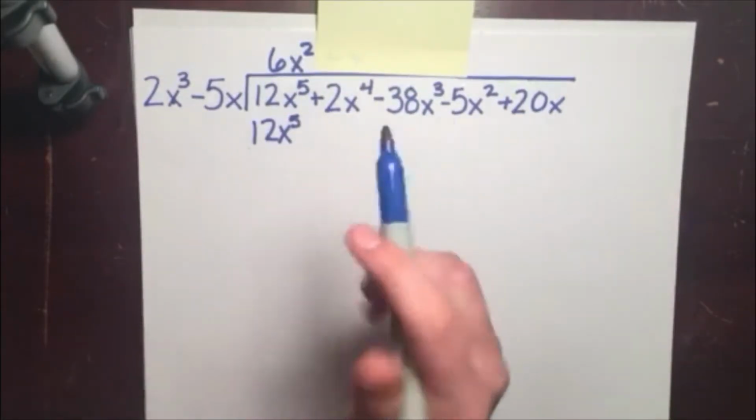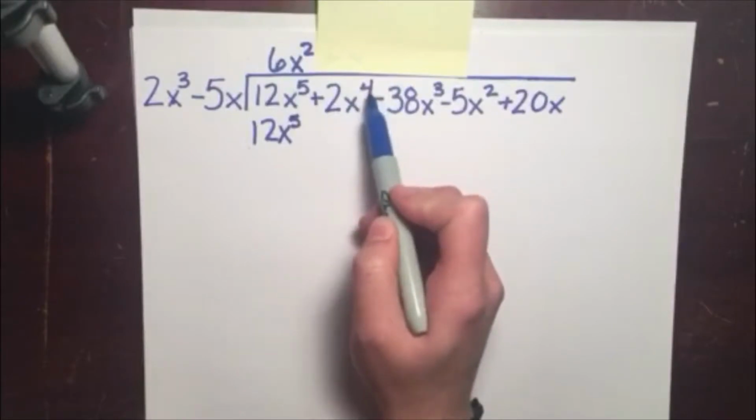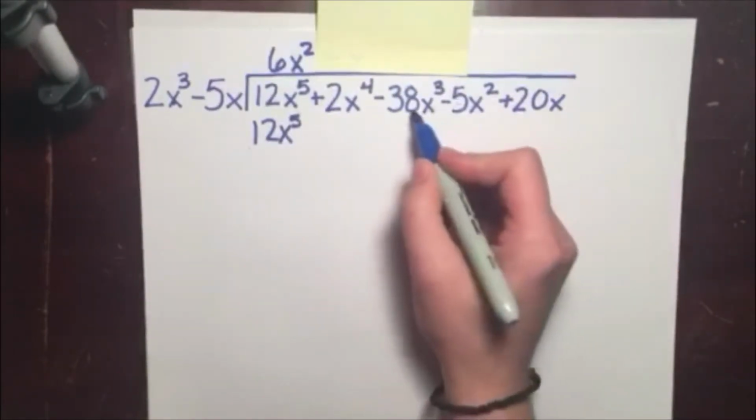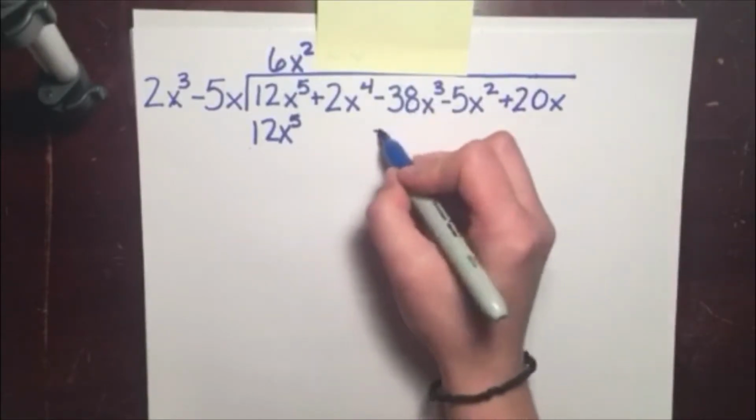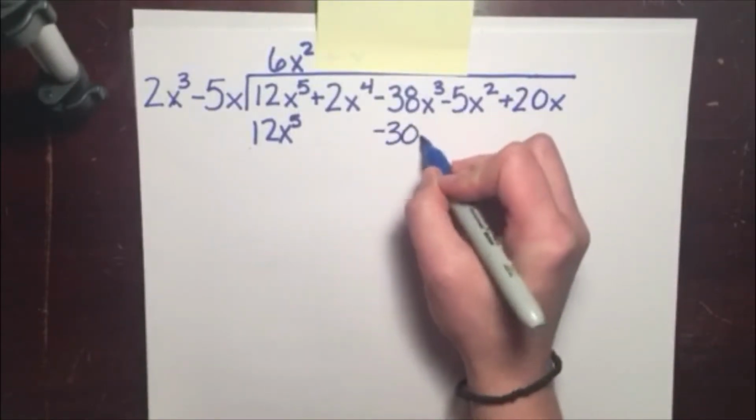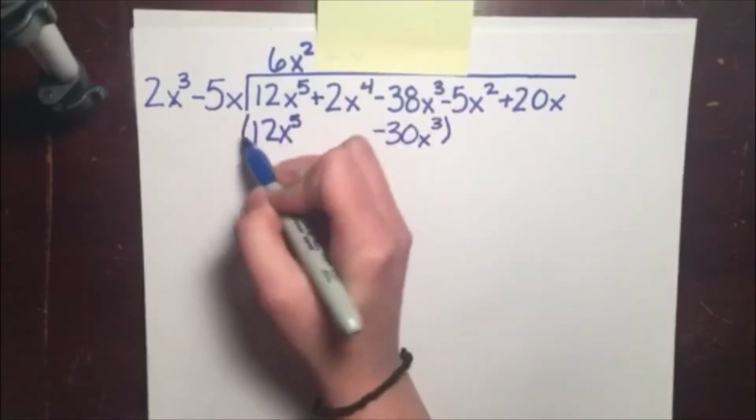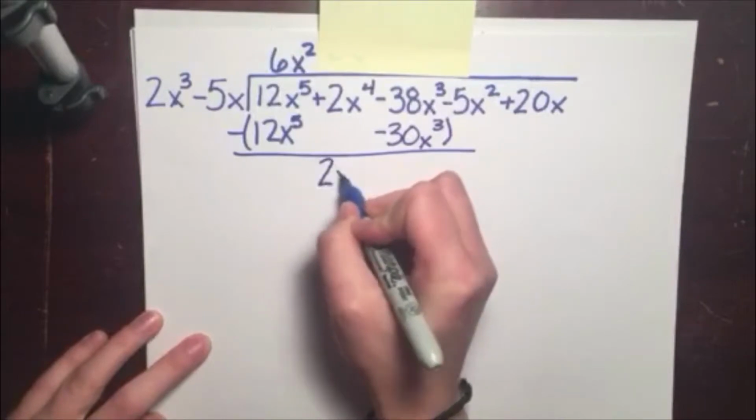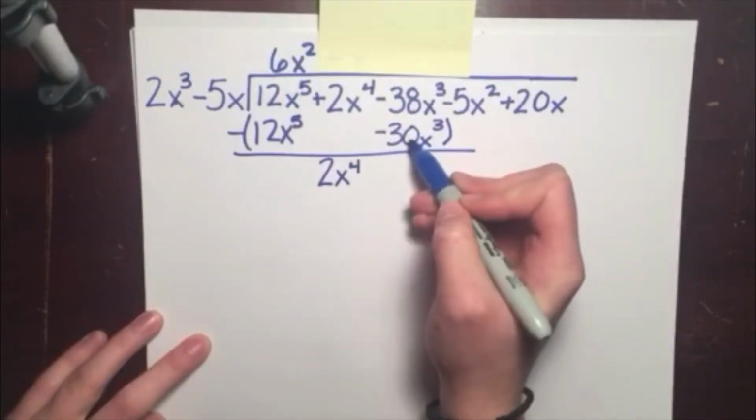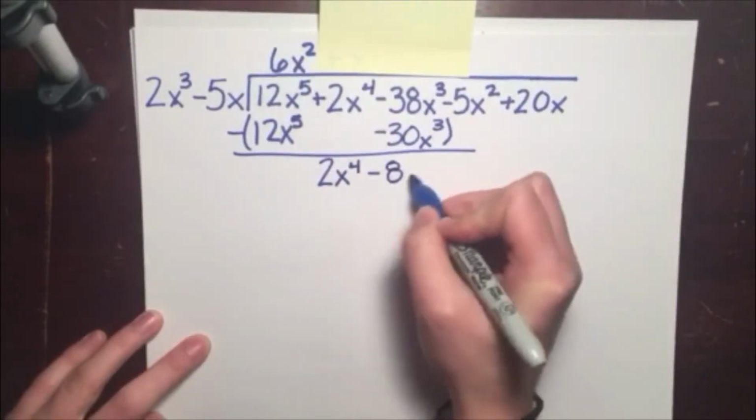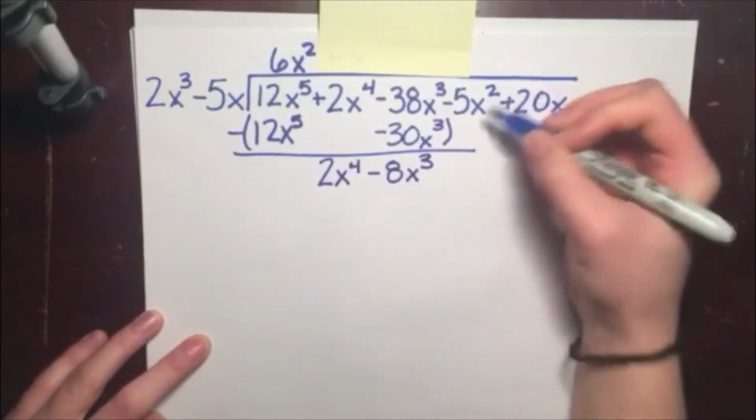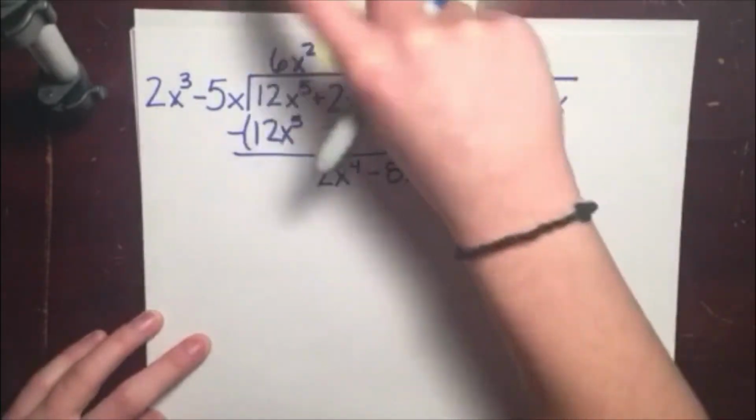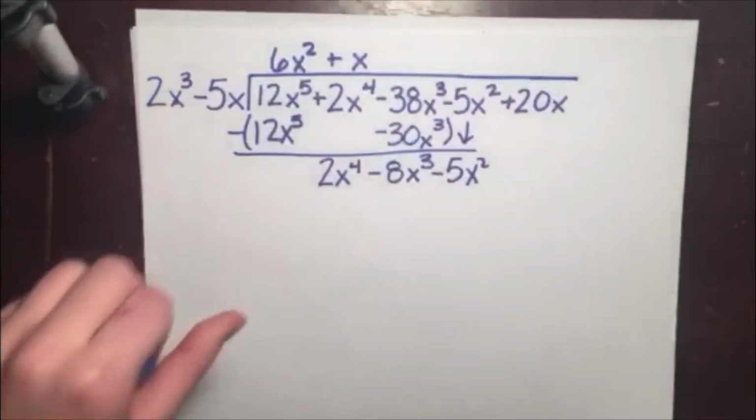Now, we can't go ahead and put it under this term that has x to the 4th, because x to the 4th and x cubed are not the same terms. So we need to put it under this term right here. So we have negative 30x cubed, and then we're going to subtract this difference. These terms cancel. We can bring the 2x to the 4th down. These two terms become a negative 8x cubed, and then we also need to bring our negative 5x squared down.